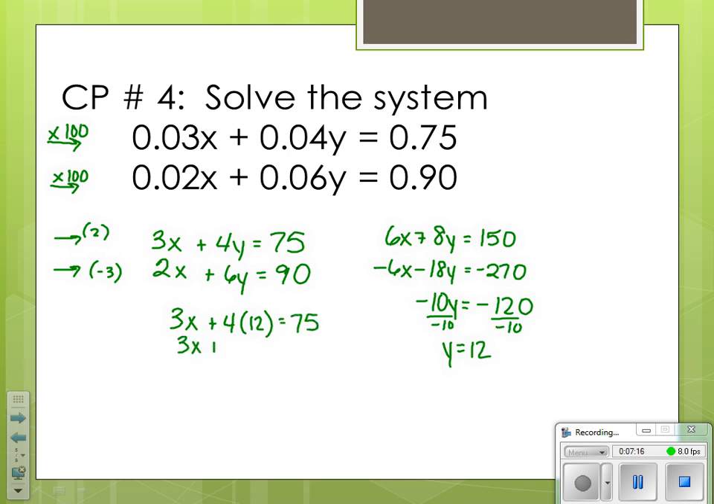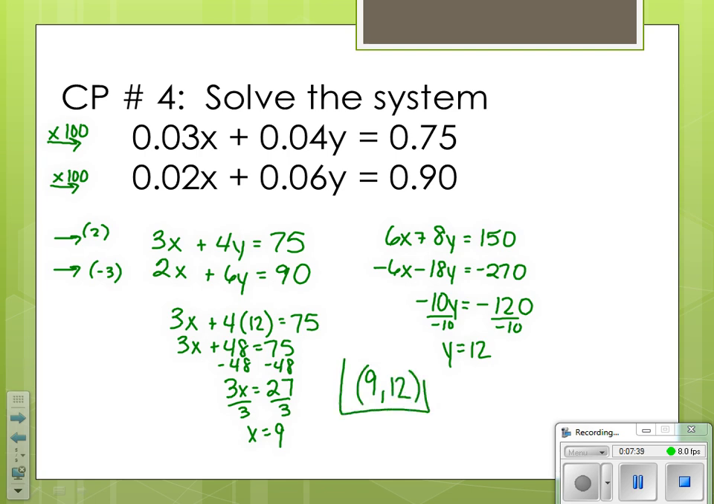So 3x plus 48 equals 75. Subtract 48. 3x ends up equaling 27. And I can divide by 3 on both sides then, and I finish with an x value of 9. So the coordinate, or the ordered pair solution here, is (9, 12).